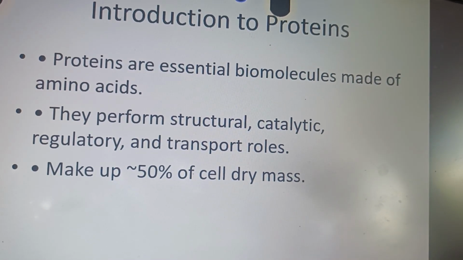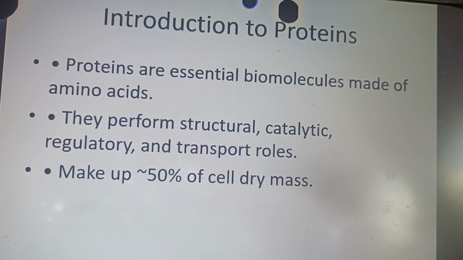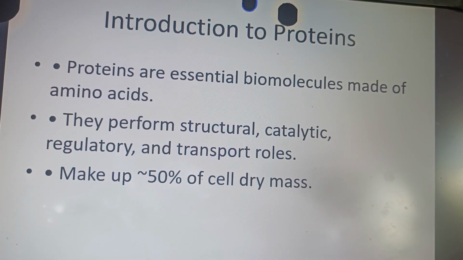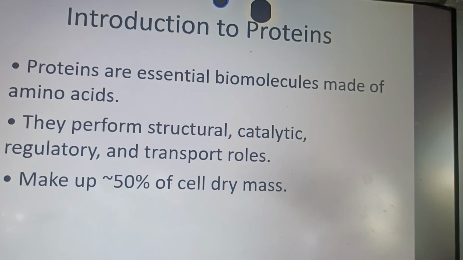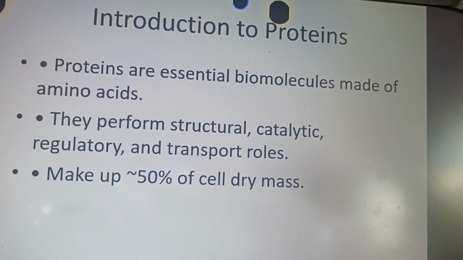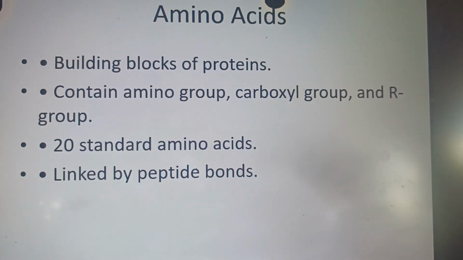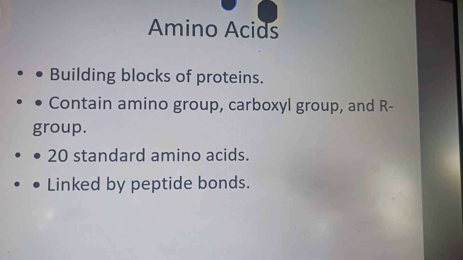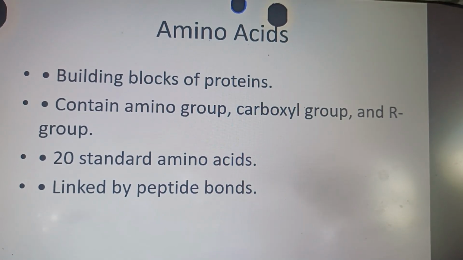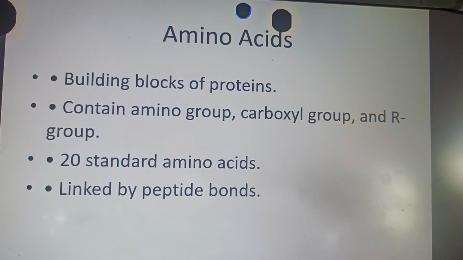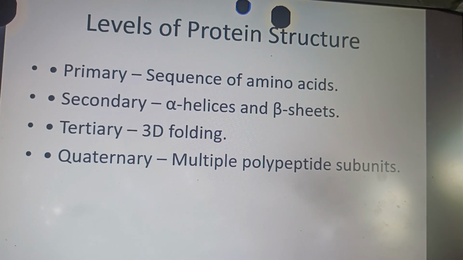Proteins, as you know, are essential biomolecules made of amino acids. They perform structural, catalytic, regulatory, and transport roles. Generally, they make up to 50% of cell dry mass. On amino acids, as you all know also, amino acids are the building blocks of proteins. They usually contain an amino group, a carboxyl group, and an R group. They also include 20 standard amino acids which are linked by peptide bonds.